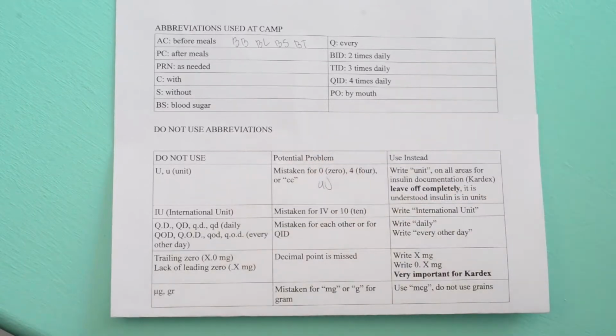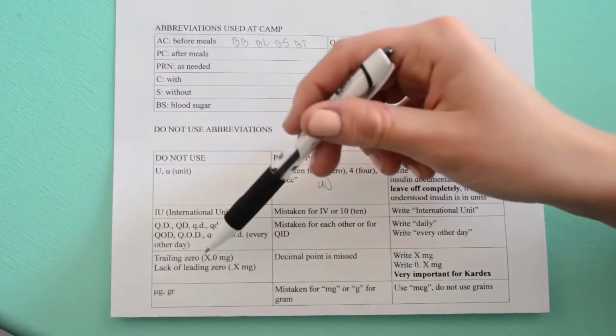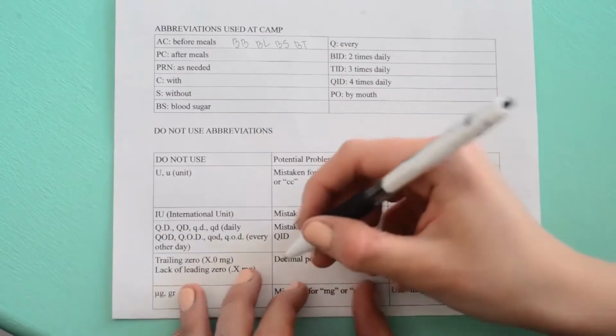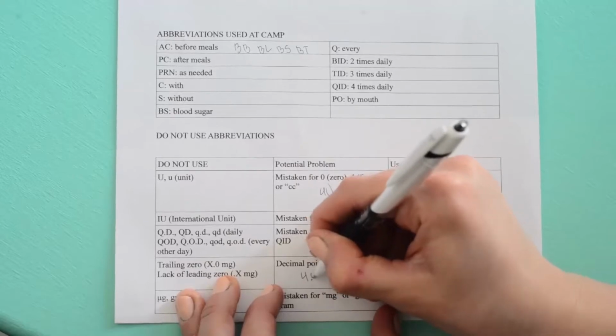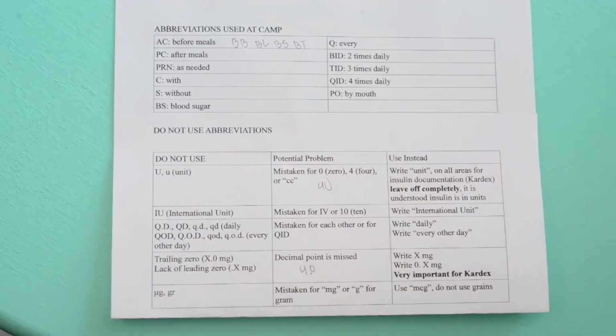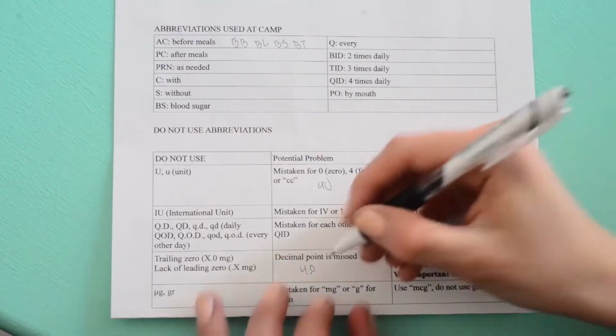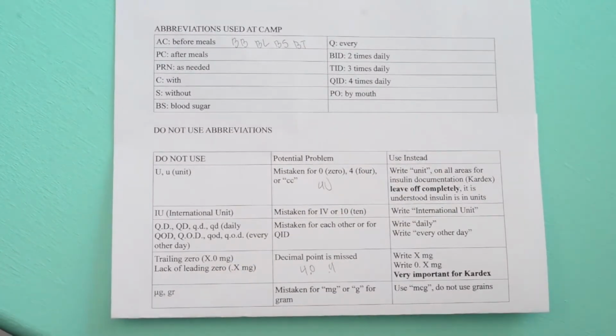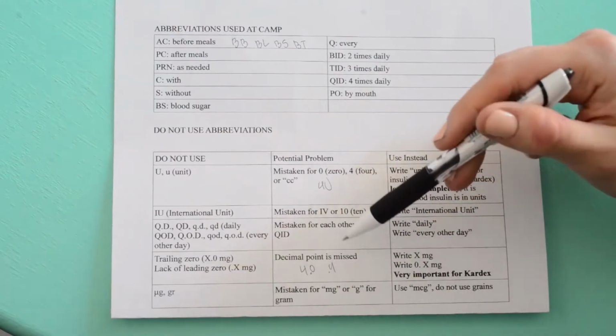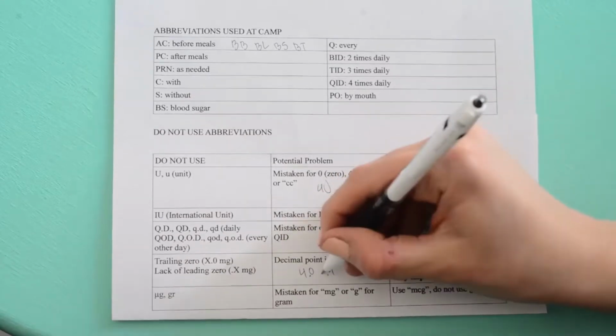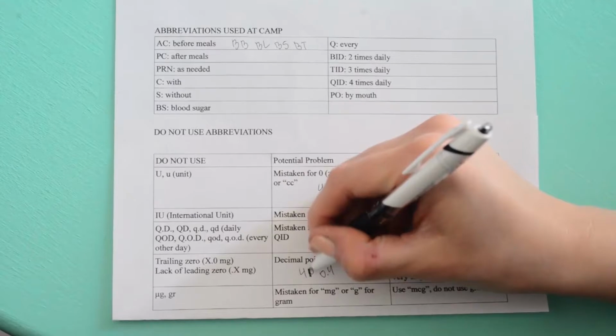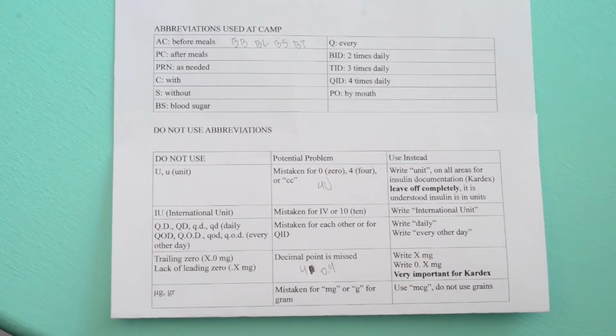Now, another important one are trailing and leading zeros. We never want to use a trailing zero, and that's because, say for a 4, if you were to write 4.0 units, that point could get missed, and now we have 40 units. Same thing for the leading zeros. We always want to have leading zeros, because if you were to write just .4, if that point is missed, that could be 4 units. These are big medication errors. So we always want to have leading zeros, so 0.4, and we never want to have trailing zeros, so just 4. Very important for that Kardex.